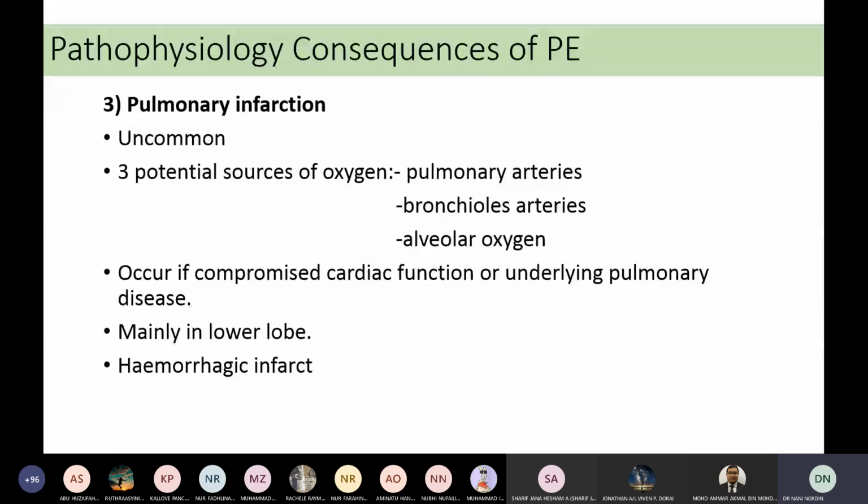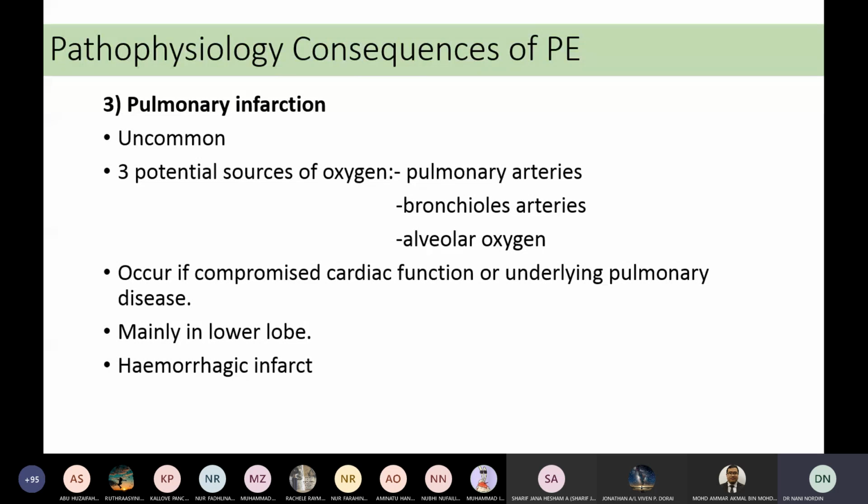Number 3 is pulmonary infarction. Pulmonary infarction is rare in pulmonary embolism. Although we want to think that yes, there is a blockage of perfusion so it will lead to infarction, it doesn't usually occur in pulmonary embolism. Why? Because we learned before about the different types of infarction in general pathology. So you go back to the different types of infarction.